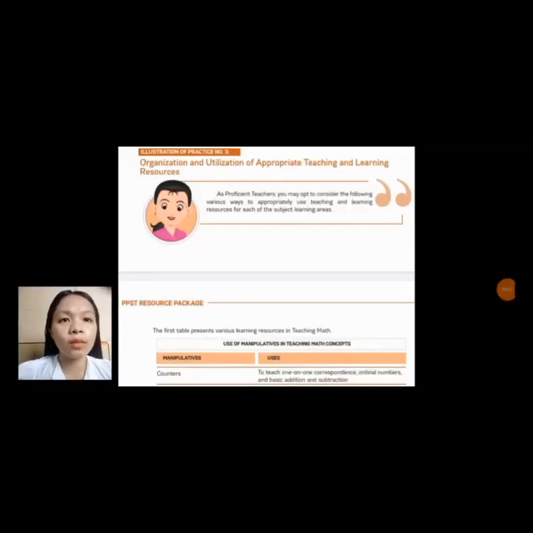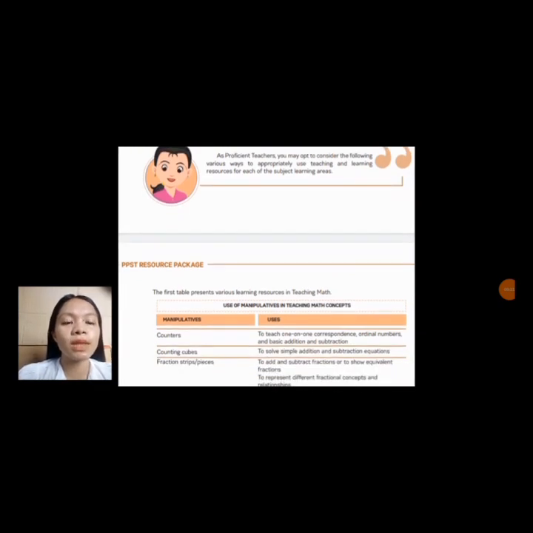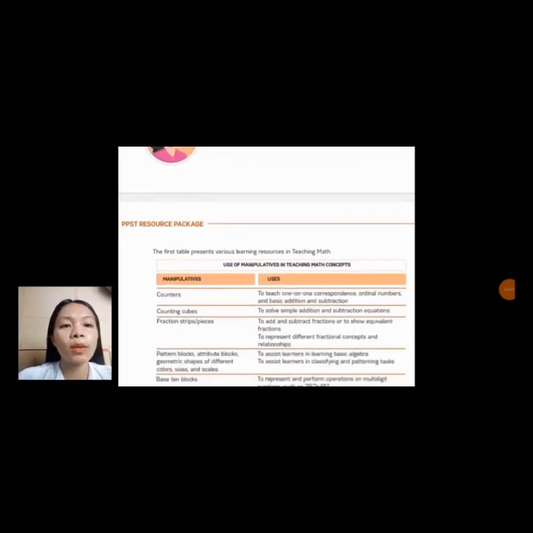Illustration of practice number 3, organization and utilization of appropriate teaching and learning resources. As proficient teachers, you may opt to consider the following various ways to appropriately use teaching and learning resources for each of the subject learning areas. The first table presents various learning resources in teaching math.